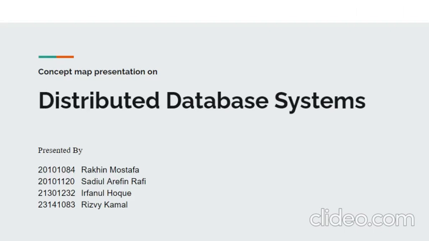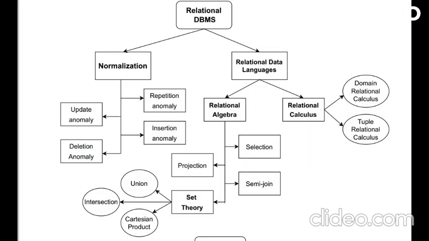For the concept map presentation, we have selected the background chapter from the book called Principles of Distributed Database System. Let me present the concept map of our selected chapter. This chapter divides into two sections, one focusing on relational DBMS and another on computer networks. Today I will delve into the relational DBMS section.